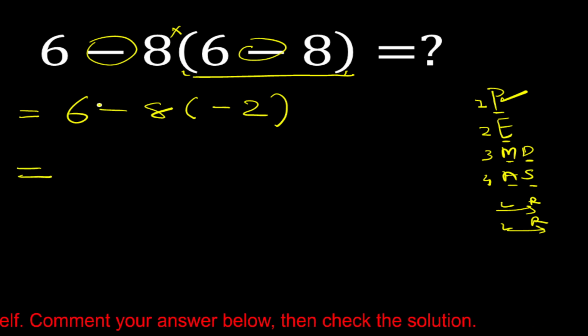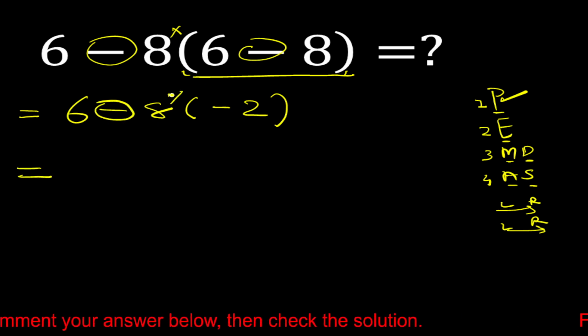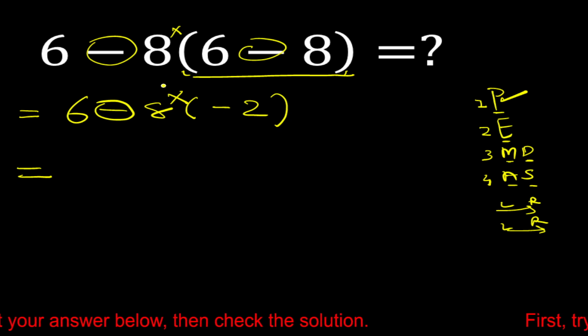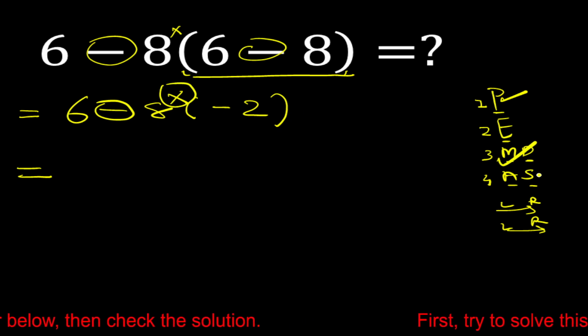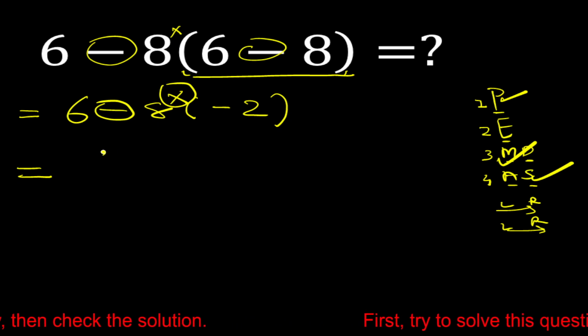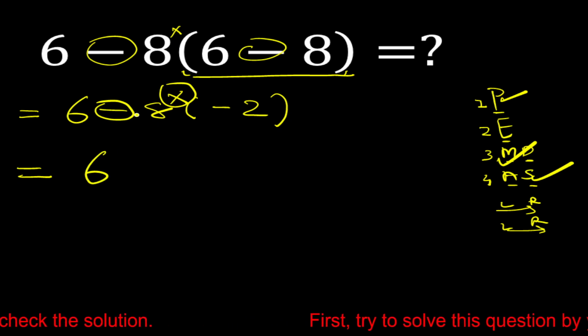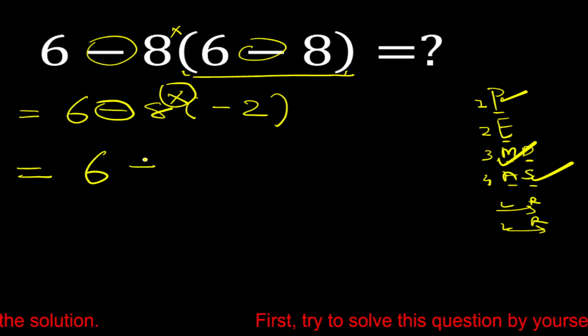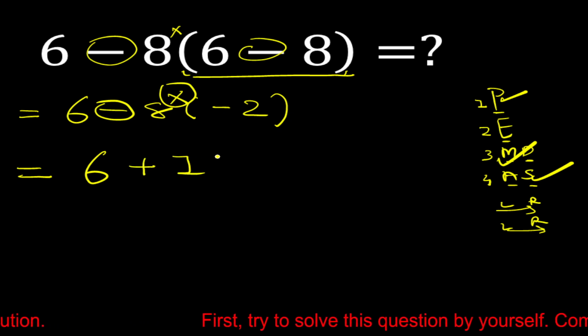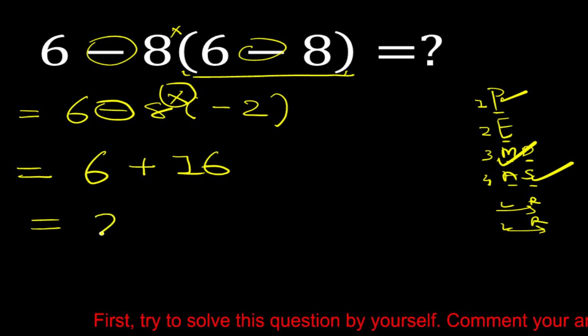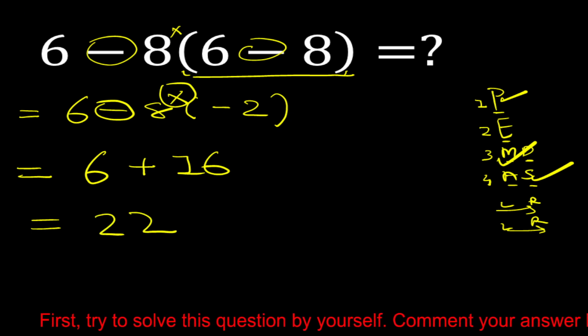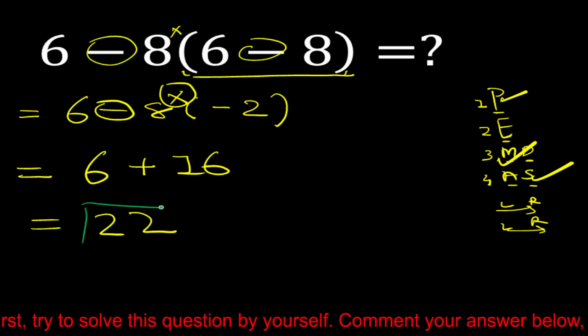Now here is subtraction and here is multiplication. So multiplication is first priority according to the rule. Then we have to solve subtraction. So 6, now minus 8 multiply minus 2 is equal to plus 16. Now 6 plus 16 is equal to 22. So the correct answer is 22.